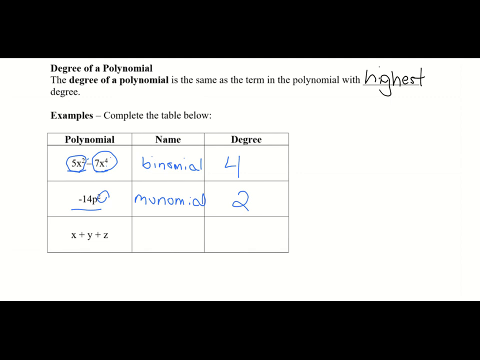Now for the third one, we have 3 terms here, so it's a trinomial. And if you notice, the exponent on each of these variables, we don't really see it, but remember it's that invisible 1. If we don't see it, it's a 1 that's there. So the degree of this trinomial, each term has a degree of 1. If your degrees are exactly the same, and that's the highest, then it's just going to have that same degree. So it's going to be a degree of 1.